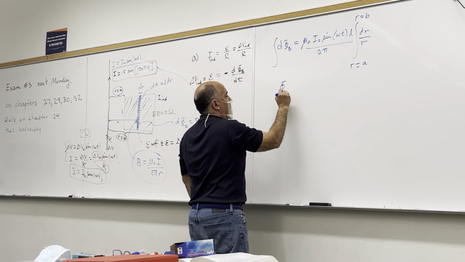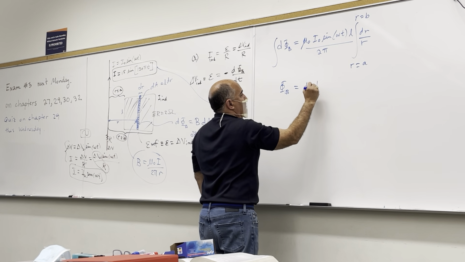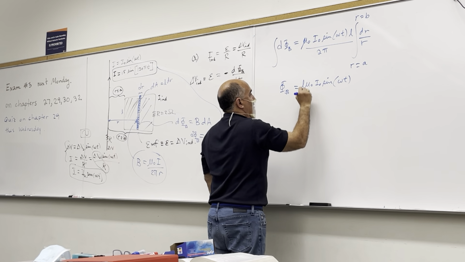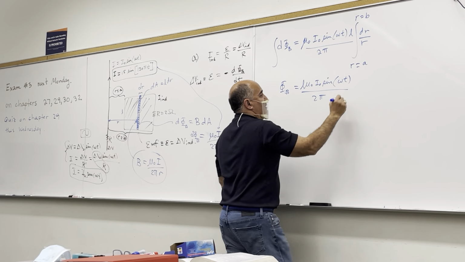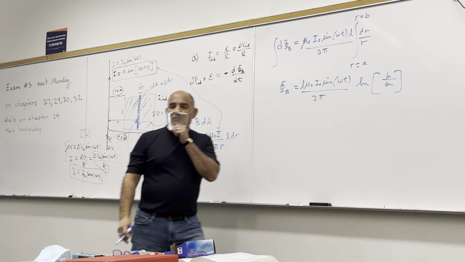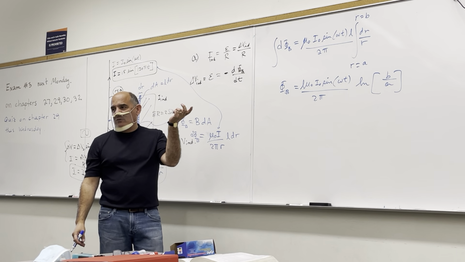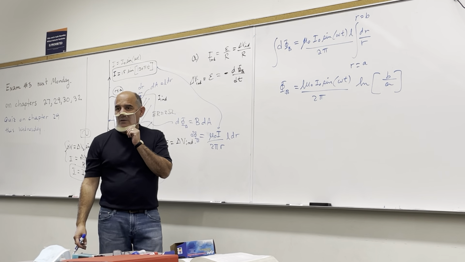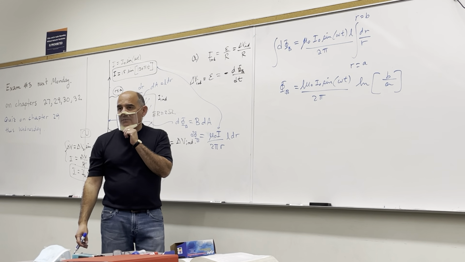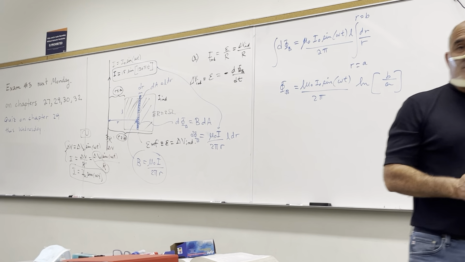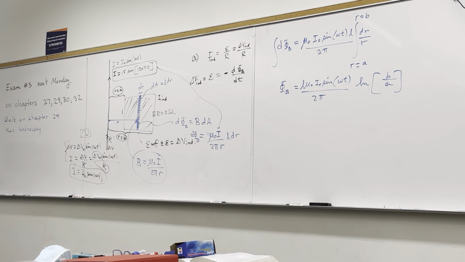So this is mu naught I naught sine of omega t times L. There's an L in there, and then I have a 2 pi, and I'm going to have the natural log of B over A when I do that integral, right? Can you see that? Or should I do the integral separately and show that that's that? No? Yes?